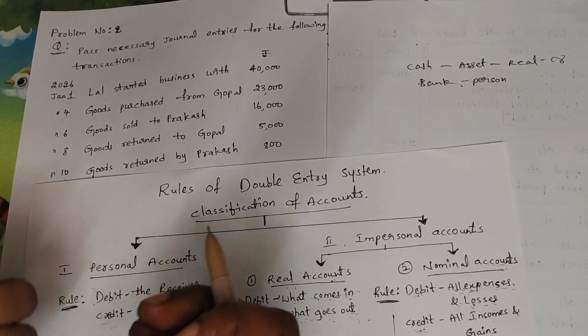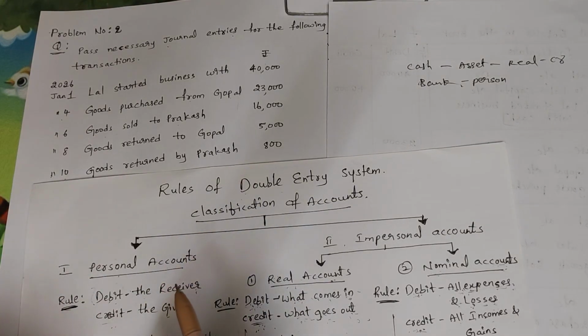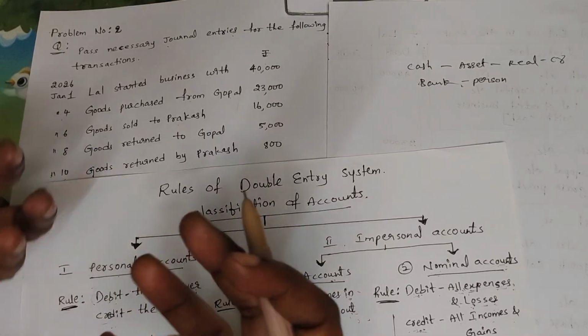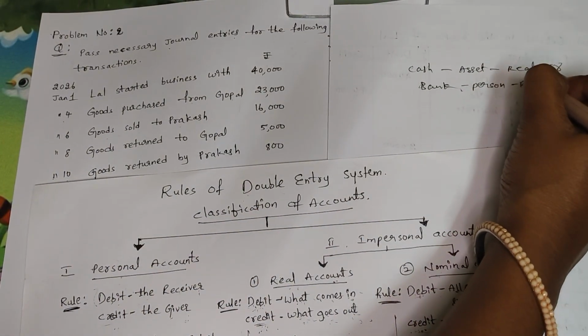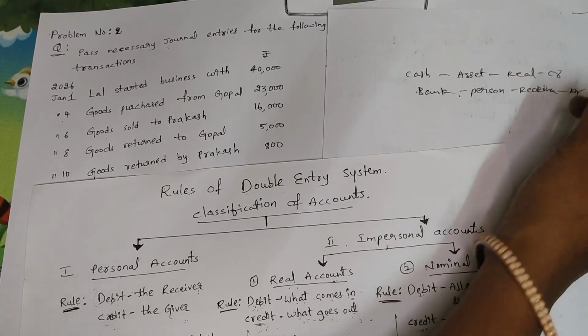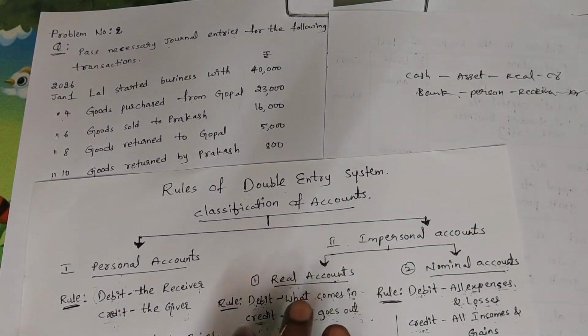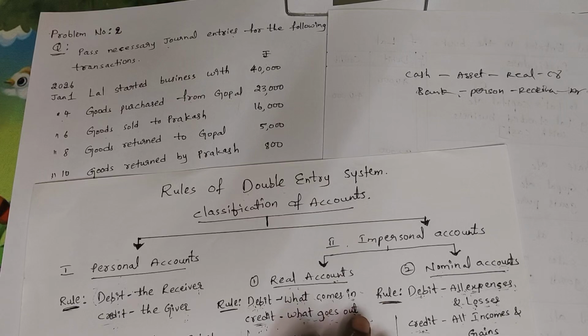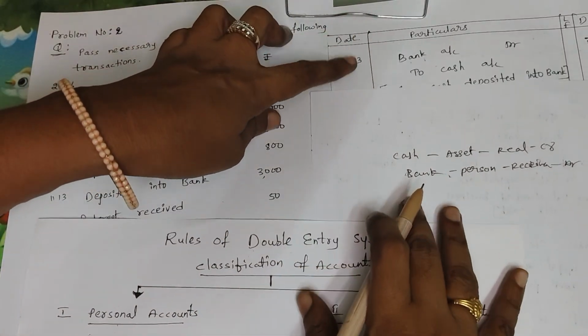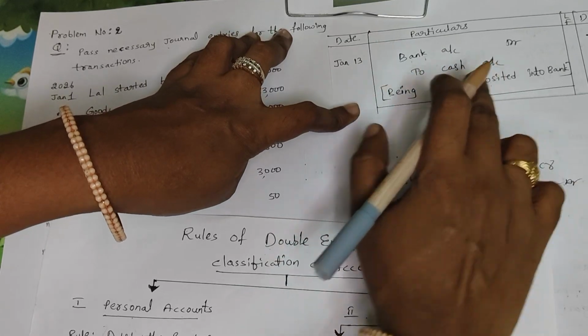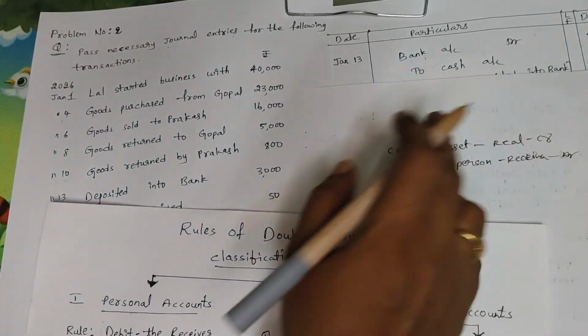Okay. So is bank receiving or giving? Bank is receiving, because we are depositing cash into bank. That means bank is a receiver, so the receiver account is debit. First debit aspect, after that credit aspect. So what is the entry now? Bank account debit to cash account, being cash deposited into bank.